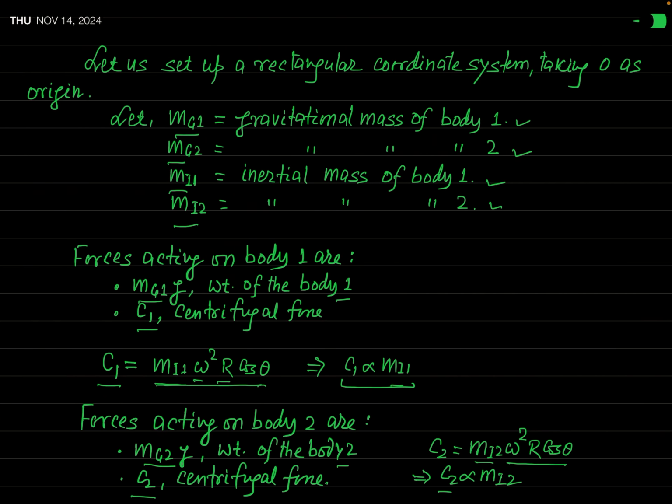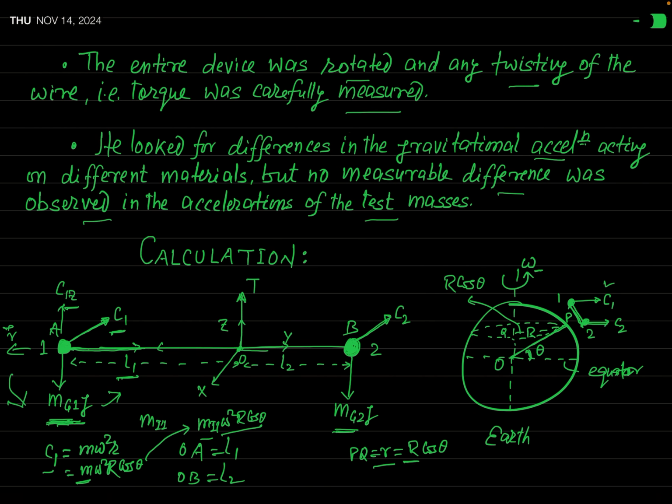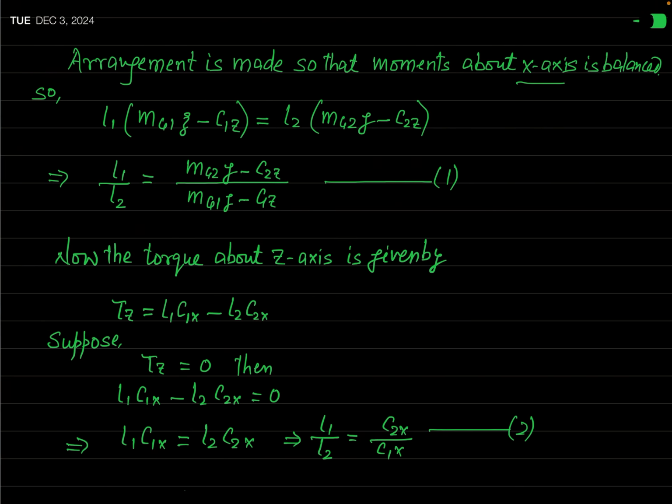And you can see what the sense will be: since this is the direction of the position vector and this is the direction of the force, r cross f will now be in the clockwise sense. So the senses of the torque due to the force of gravity and due to the centrifugal force acting on the first body are just in opposite directions. So the net torque acting on the first body will be L1 times mg1 times small g minus C1z.